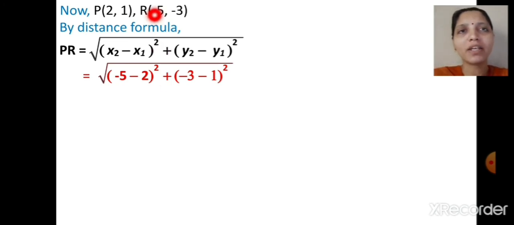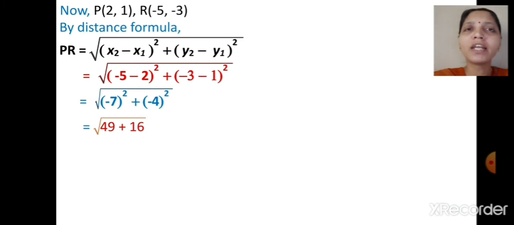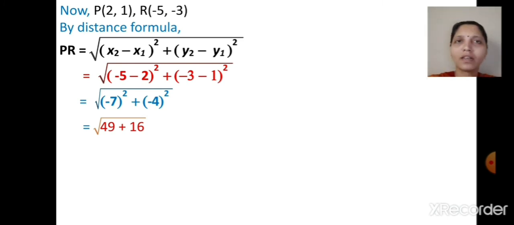By distance formula, write the distance formula and substitute the values here. x2 is minus 5, x1 is 2, bracket square plus y2 is minus 3 and y1 is 1. So minus 3 minus 1 bracket square. That is equal to minus 7 bracket square plus minus 4 bracket square. So that will be equal to square root of 49 plus 16. That is equal to square root of 65. So write this equation as equation 5.